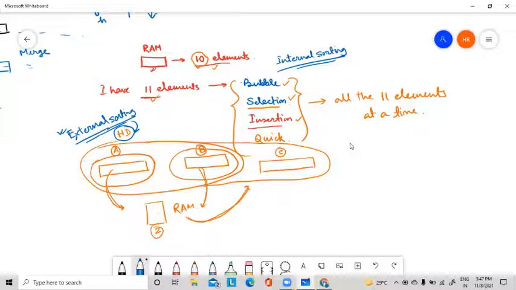Now I hope it is clear what the meaning of external is. We are using some external memory, that is the hard disk. But in case of bubble, selection, insertion, quick sort, we require the internal memory, that is RAM. Okay, so this is the advantage of merge sort.